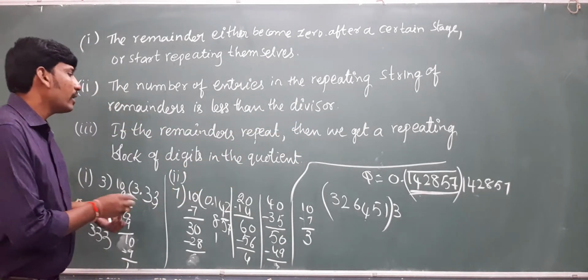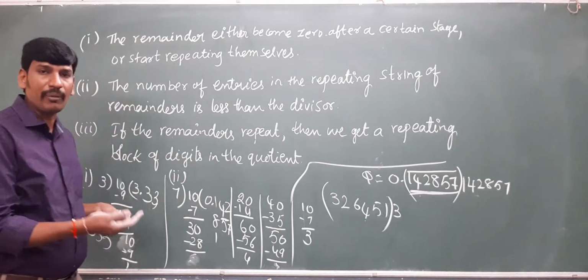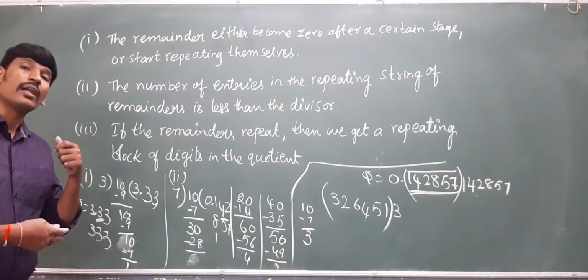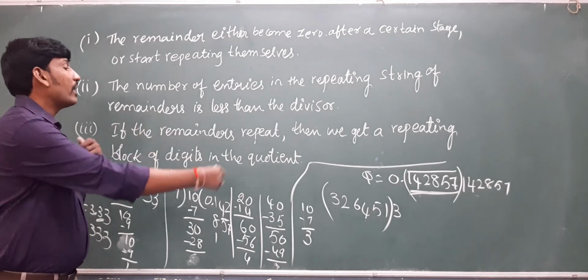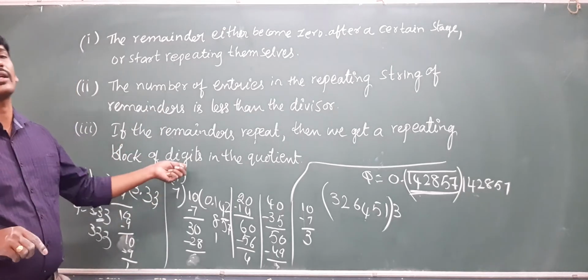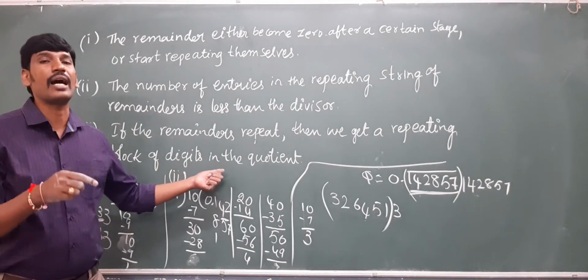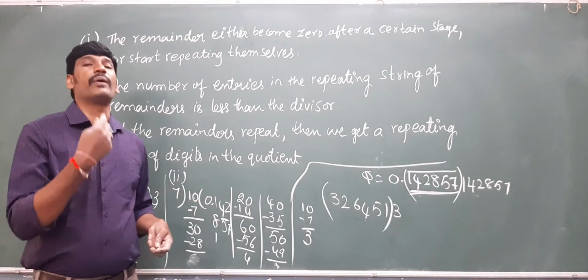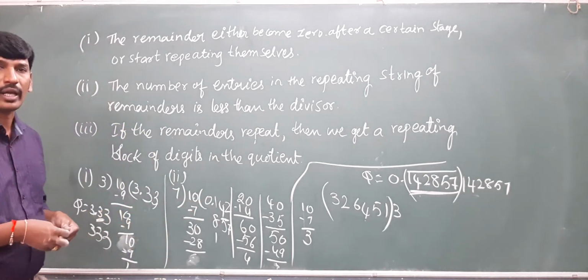What is this? If the remainders are repeated, then the quotient also will be repeated. Whatever digits are in the quotient will be repeated. Is that clear, my dears? Okay.